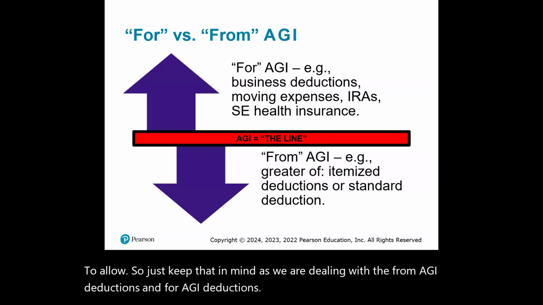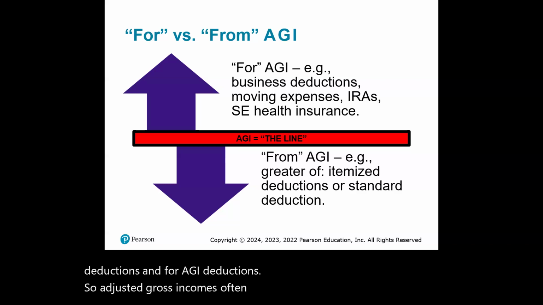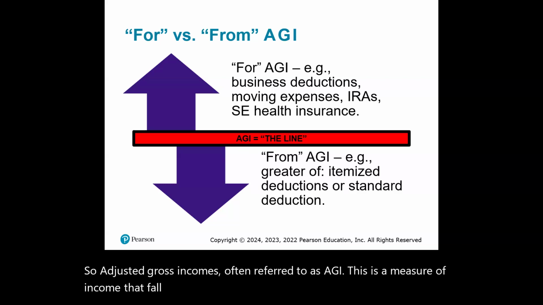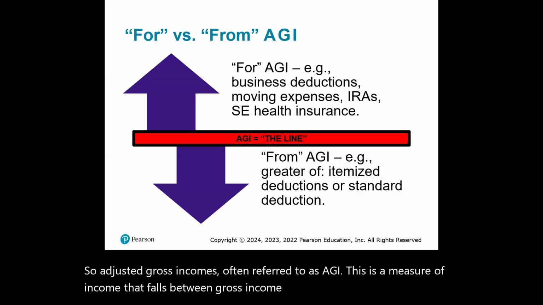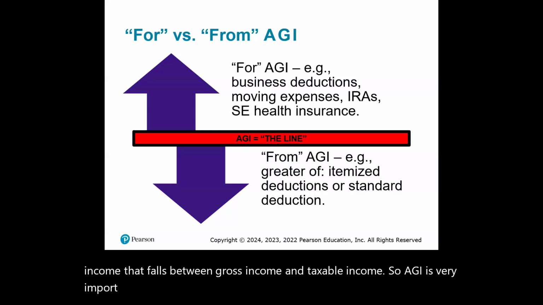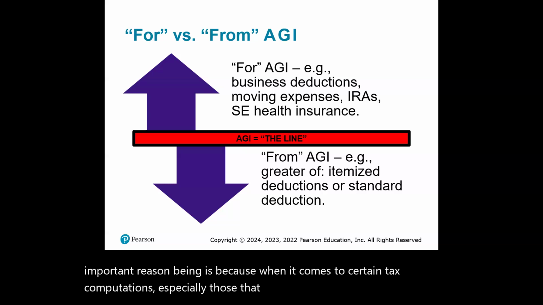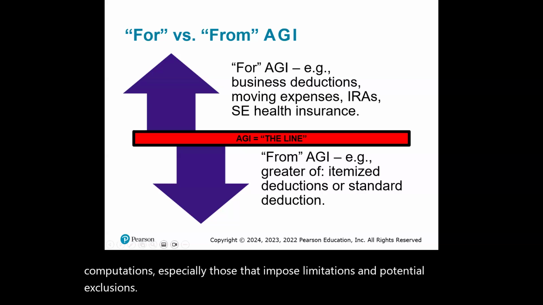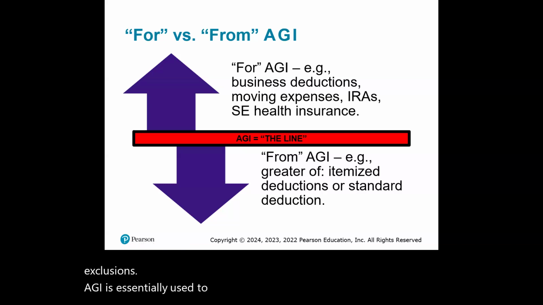So adjusted gross income is often referred to as AGI. This is a measure of income that falls between gross income and taxable income. So AGI is very important. Reason being is because when it comes to certain tax computations, especially those that impose limitations and potential exclusions, AGI is essentially used to determine the amount that is eligible.